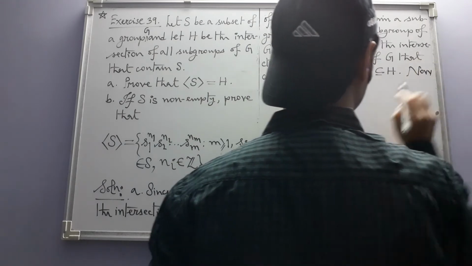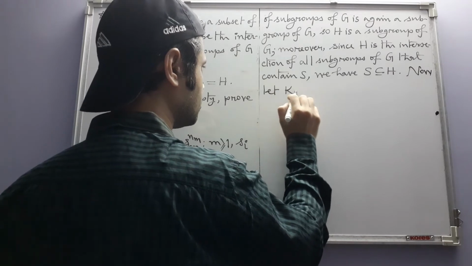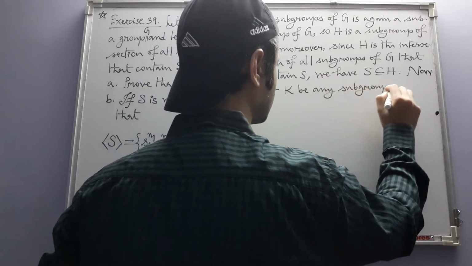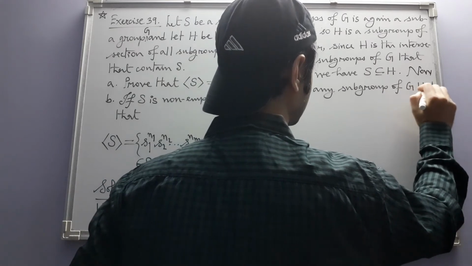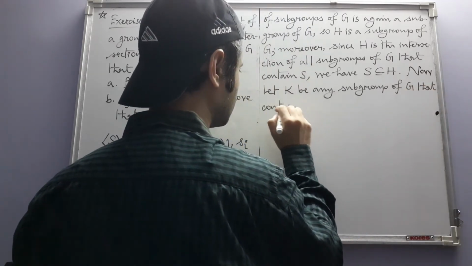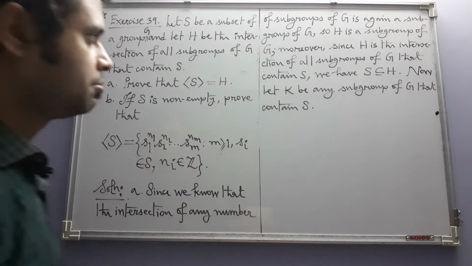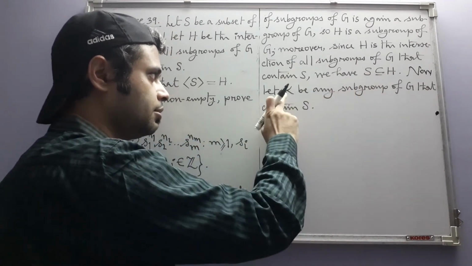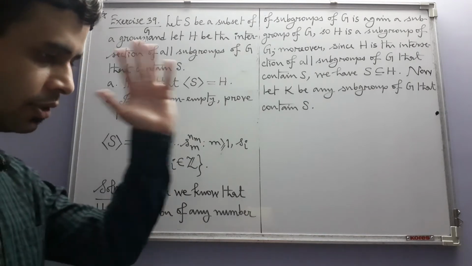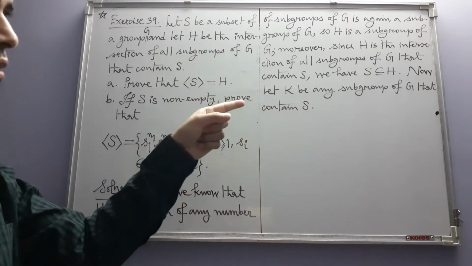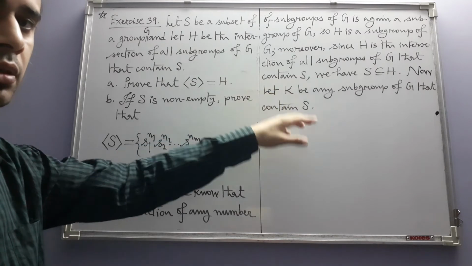Now let K be any subgroup of G that contains S. If we can show that H is contained in K, then that would just show that H is the smallest subgroup of G containing S. But that is true because in forming the intersection, that is H, K also has been considered, because we have taken all the subgroups of G containing the subset S, and their intersection we have taken, that intersection is H, and K is one such subgroup that contains S.